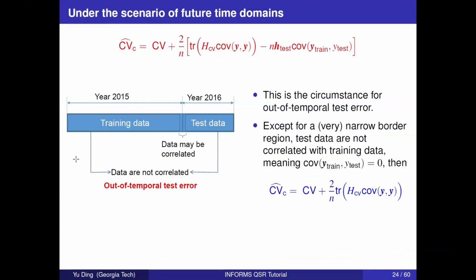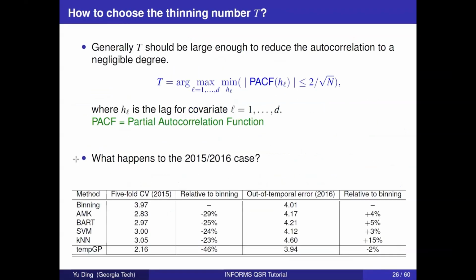When we do this, there's also the question of how far you're going to downsample your data, right? There's a very simple formula you can use to calculate this t, which allows you to adjust for each different kind of data set. And we'll apply this back to that 2015, 2016 case.